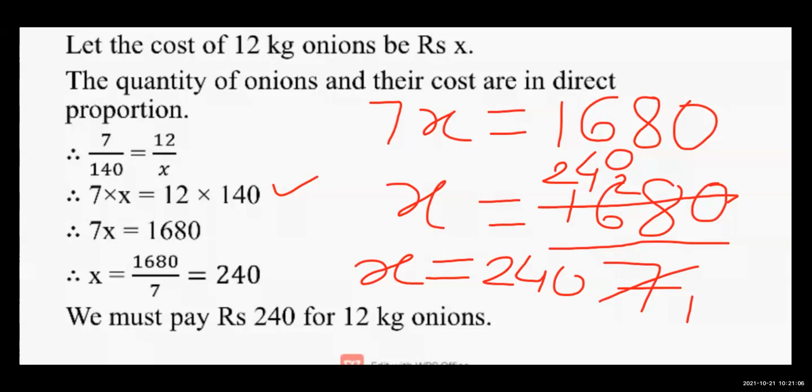See, very easy. First, what is asked, we have to assume as x rupees. Then we are going to say which things are varying. They are varying in direct proportion, then write the ratio, cross multiply, then divide it and get the answer. So that much answer we are getting, that we have to pay. So I hope everyone got a clear idea.